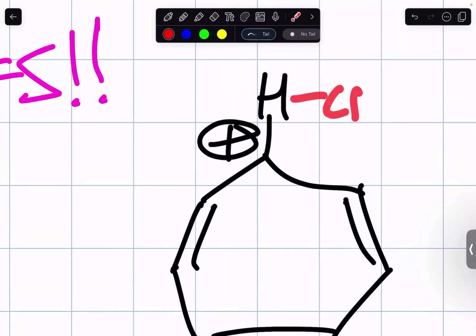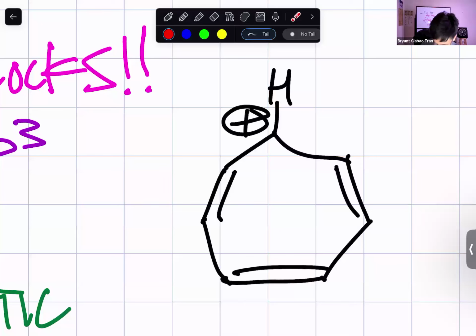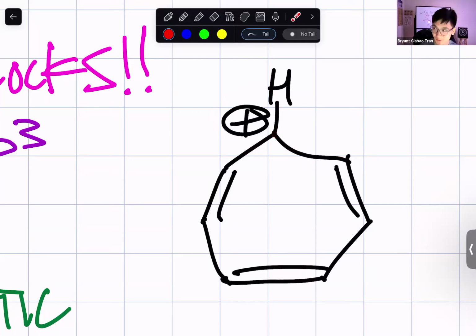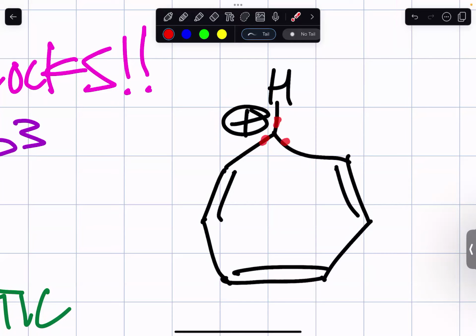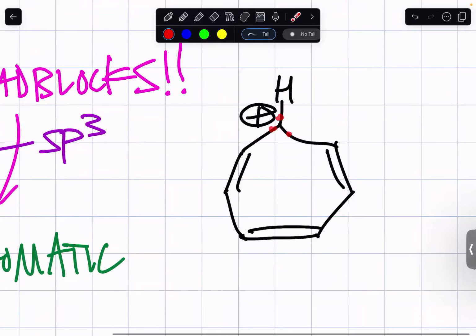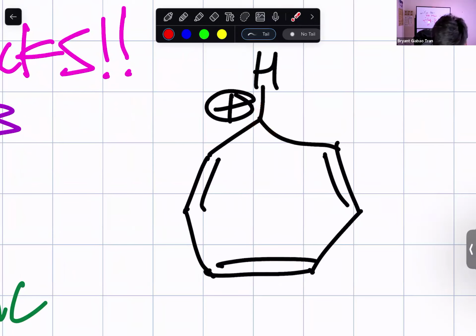Carbon wants to connect to four things because it's in the fourth group. But this carbon here is only connected to three things. So it's missing a bond. If it's missing a bond, missing electrons, it has a positive charge. So it has zero pairs of electrons there. It goes more into detail than that, but you'll learn more about that in Gen Chem, like the formal charges and the oxidation numbers. So that carbon there has zero pairs of electrons.